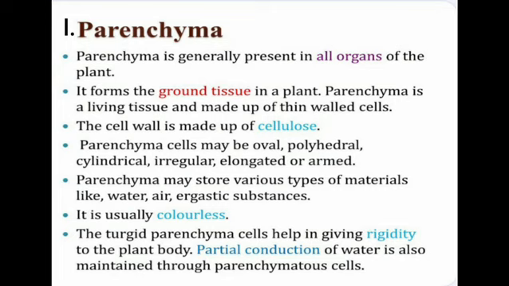Parenchyma. Parenchyma is generally present in all organs of the plant. It forms the ground tissue in a plant. Parenchyma is a living tissue and made up of thin walled cells. The cell wall is made up of cellulose. Parenchyma cells may be oval, polyhedral, cylindrical, irregular, elongated, or armed. Parenchyma may store various types of materials like water, air, ergastic substances. It is usually colorless. The turgid parenchyma cells help in giving rigidity to the plant body. Partial conduction of water is also maintained through parenchymatous cells.